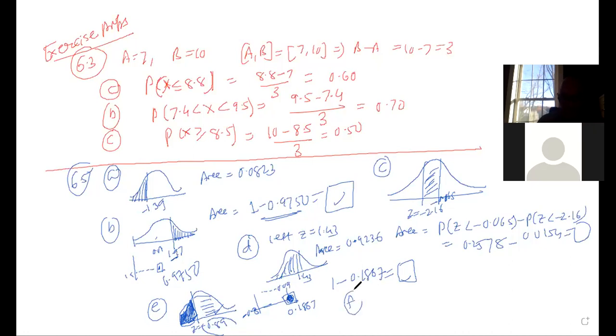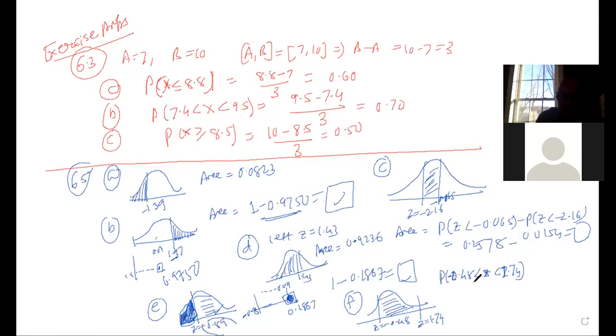And then A, B, C, D, E, and then F says between negative 0.48, Z equal to negative 0.48, and 1.74, Z equal to 1.74. So right between these two. That is simple, because it is the probability that negative 0.48 is less than Z is less than 1.74.